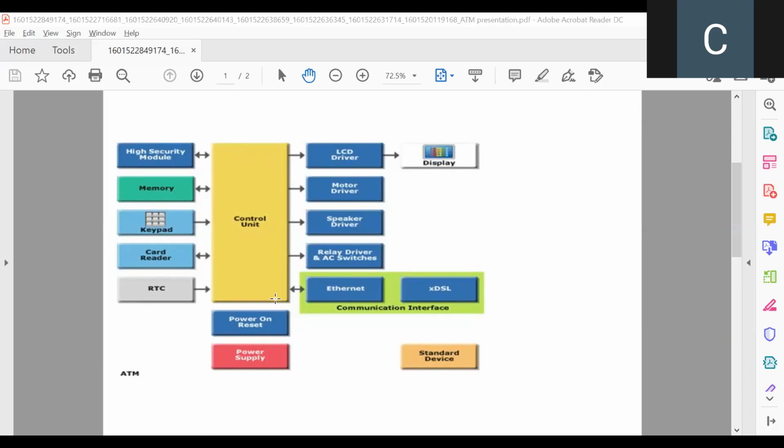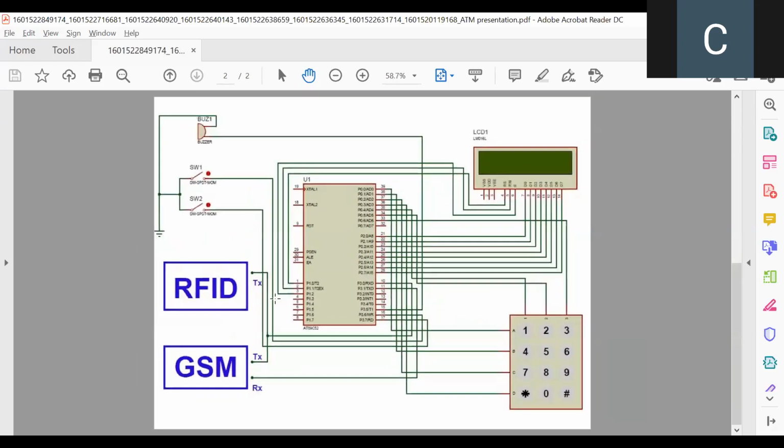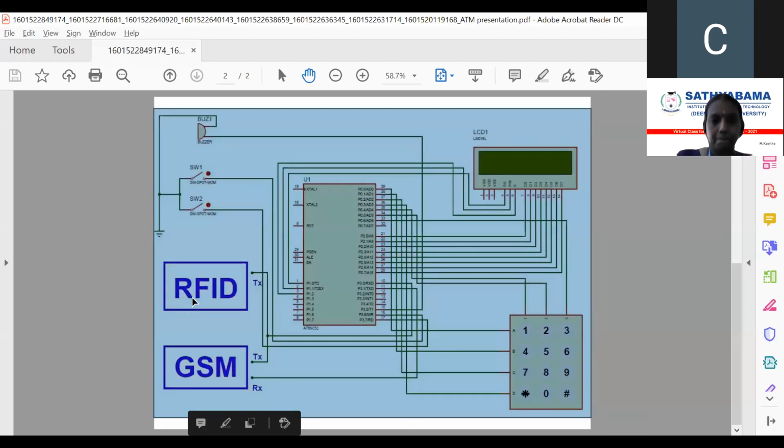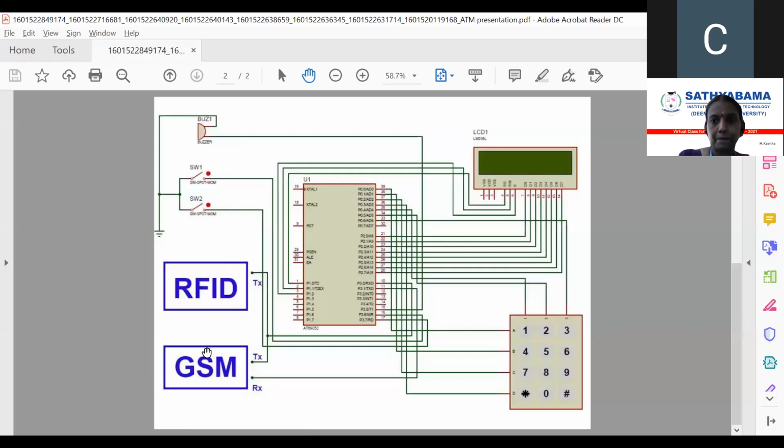And next she explained with a Proteus diagram. When you search any microcontroller, if possible when you have time, kindly install the Proteus software on your laptop. Okay, and you people kindly have to note all this. So RFID, some radio frequency identification will be there from the card reader. Then the GSM module, so definitely a communication protocol.